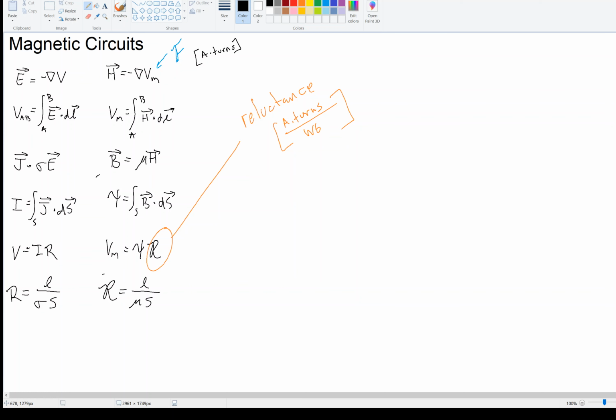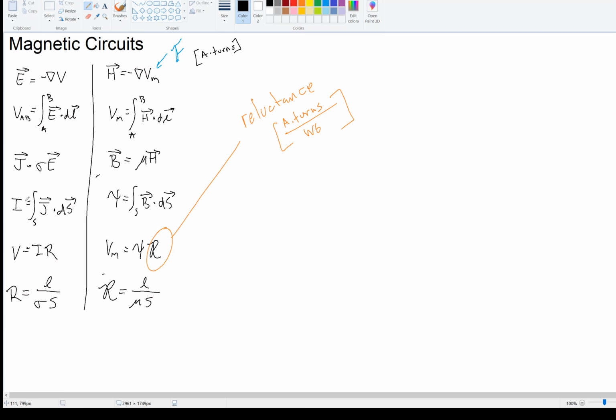Okay. Also, and I'm not going to write these down, Kirchhoff's laws apply. So remember, Kirchhoff's laws say that you can add the voltage in any loop, and the sum of all the voltages is equal to zero. So in our case for magnetic circuits, we can sum all of the scalar potentials around any loop in a magnetic material, and we'll get zero.